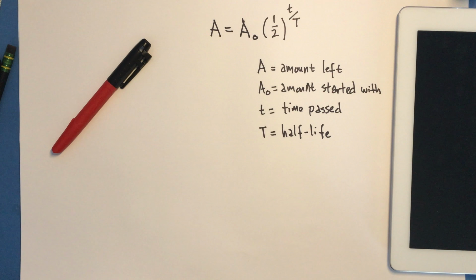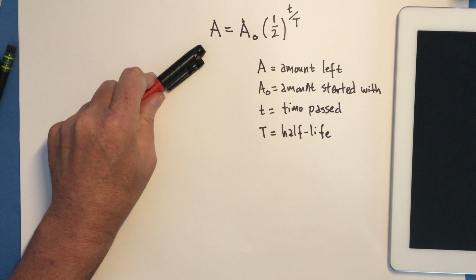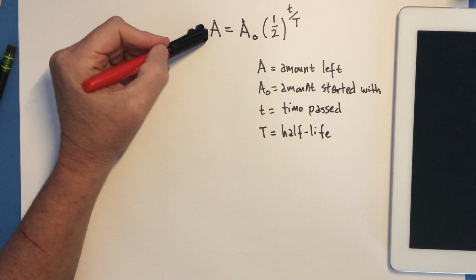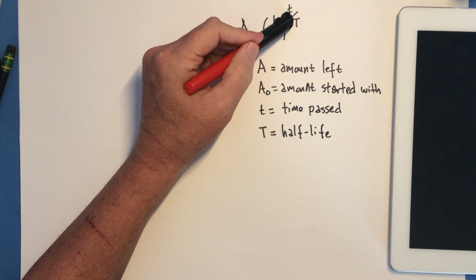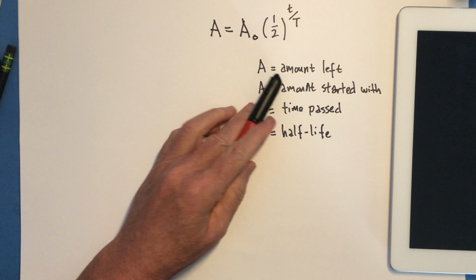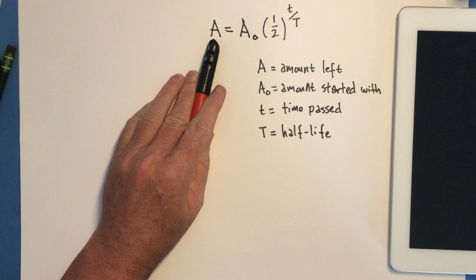Okie dokie, here are a couple half-life problems. We'll be using this formula right here: A equals A sub 0 times 1/2 to the t over T. A represents the amount you have left.